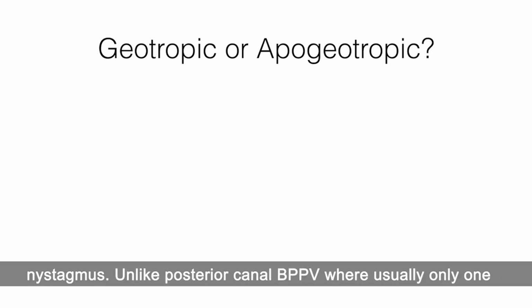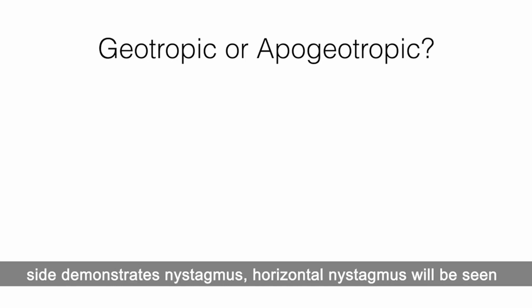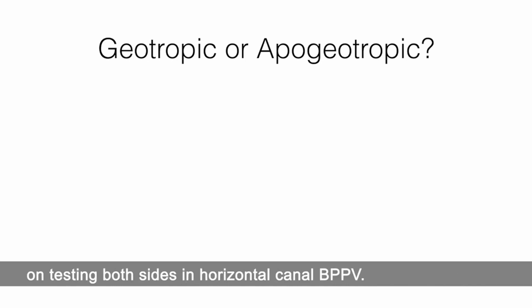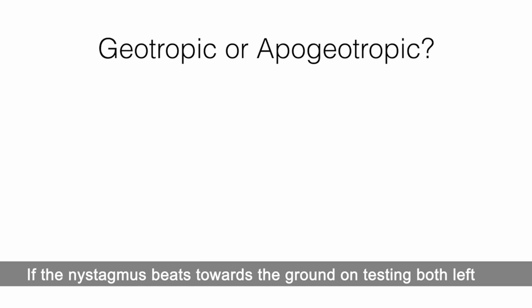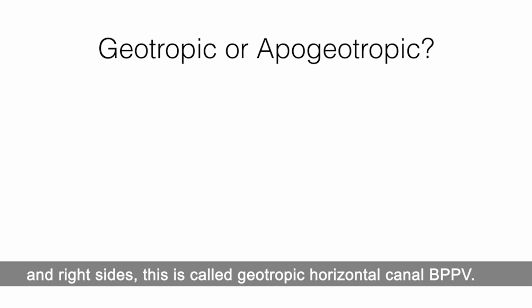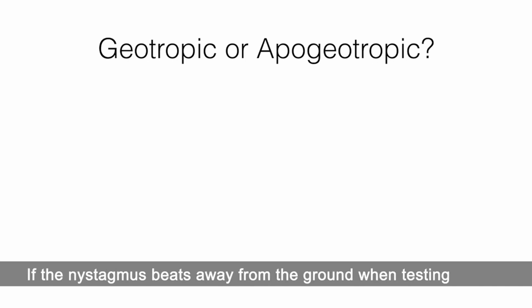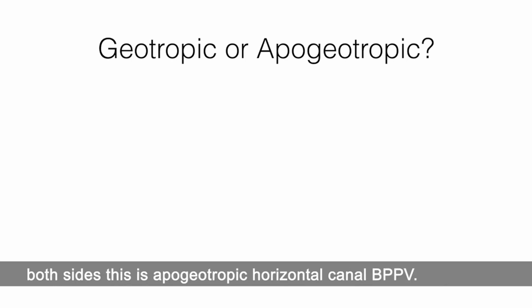Unlike posterior canal BPPV, where usually only one side demonstrates nystagmus, horizontal nystagmus will be seen on testing both sides in horizontal canal BPPV. If the nystagmus beats towards the ground on testing both left and right sides, this is called geotropic horizontal canal BPPV. If the nystagmus beats away from the ground when testing both sides, this is apogeotropic horizontal canal BPPV.